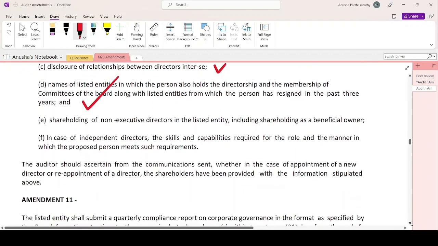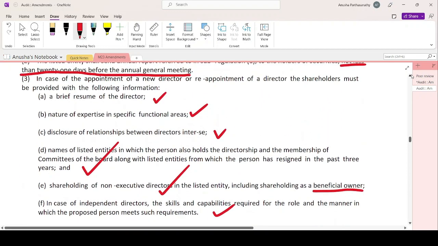Then, shareholding of non-executive directors in the listed entity, including shareholding as a beneficial owner. In case of an independent director, the skills and capabilities required. This was already determined, right? That I have to mention it. What are the skills, capabilities, and experience? I have to mention it here. Okay, this is only for appointment and reappointment. I have to mention all these areas.